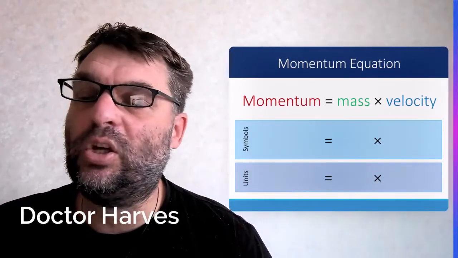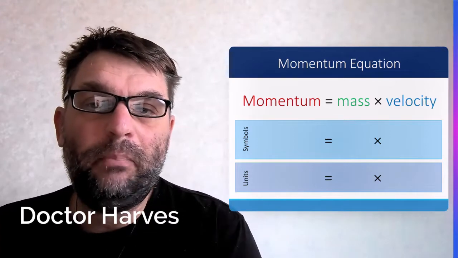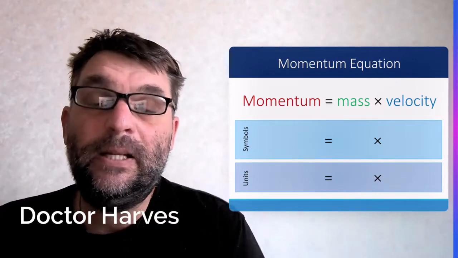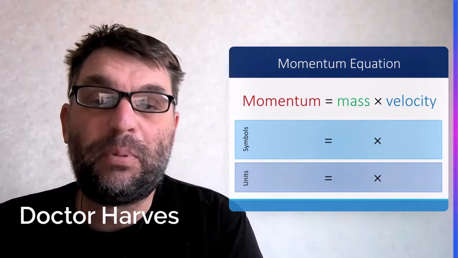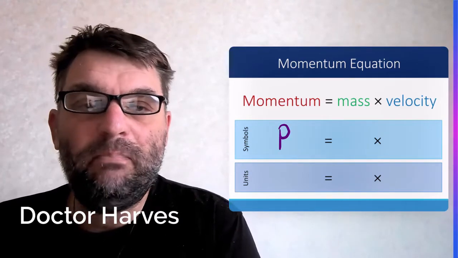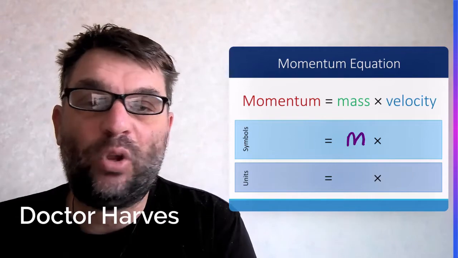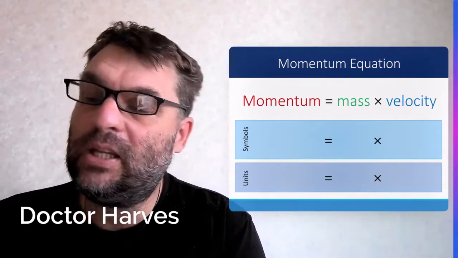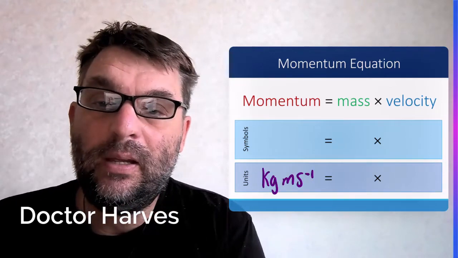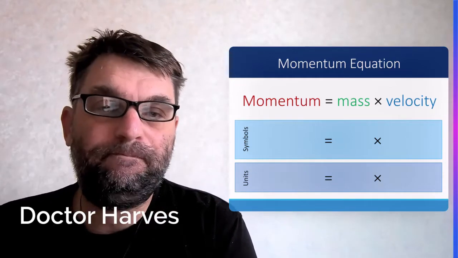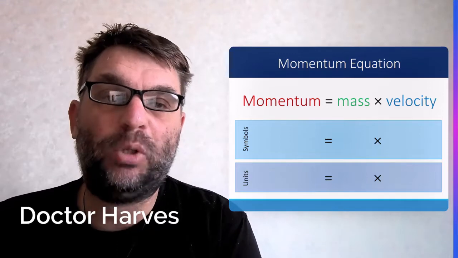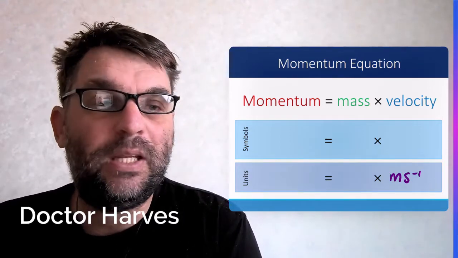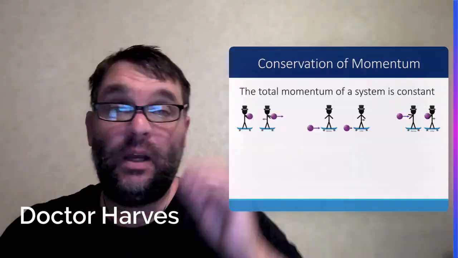So this is the concept of momentum. Momentum is essentially mass times velocity. The symbol for momentum is capital P. Mass is m and velocity is v, which you should know already. And the units of momentum are kilograms, meters per second, because you're going to be multiplying mass in kilograms by velocity in meters per second.